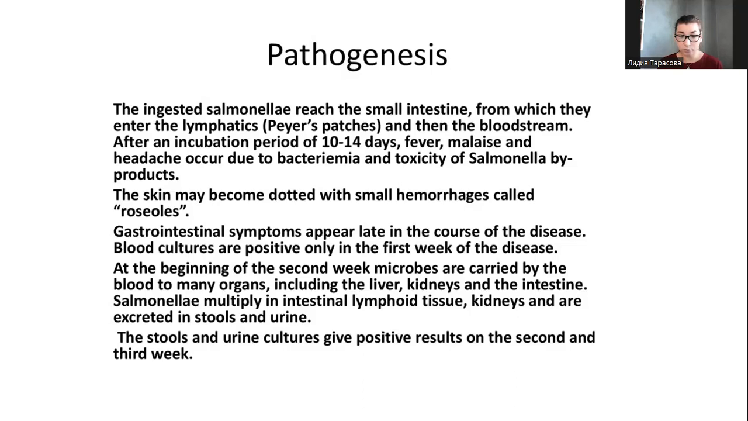At the beginning of the second week, microbes are carried by the blood to many organs, including the liver, kidney, and intestine. Salmonella multiply in intestinal lymphoid tissue and kidney, and are excreted in stools and urine. Stool and urine cultures give positive results in the second and third week. This is an important moment in diagnosis. In the first week of disease, you can get blood from the patient and send it to the bacteriological laboratory to find Salmonella. But if your patient is in the second or third week, the blood will be bacteriologically negative, but you can get stool, sputum, or urine and send it to the bacteriological laboratory to find Salmonella in this material.